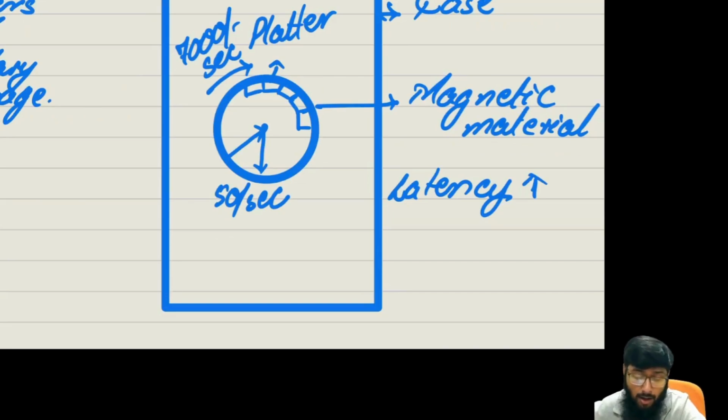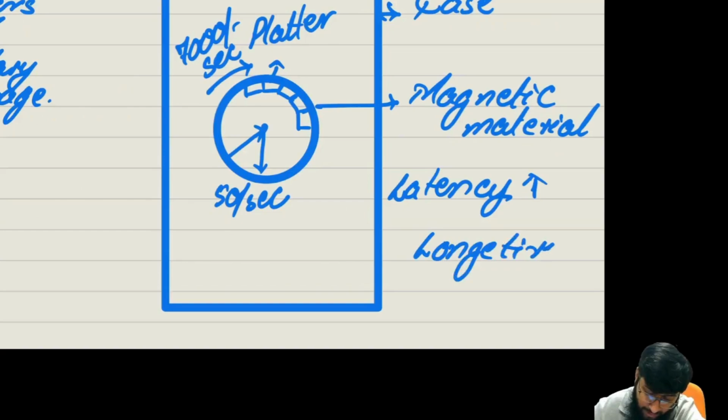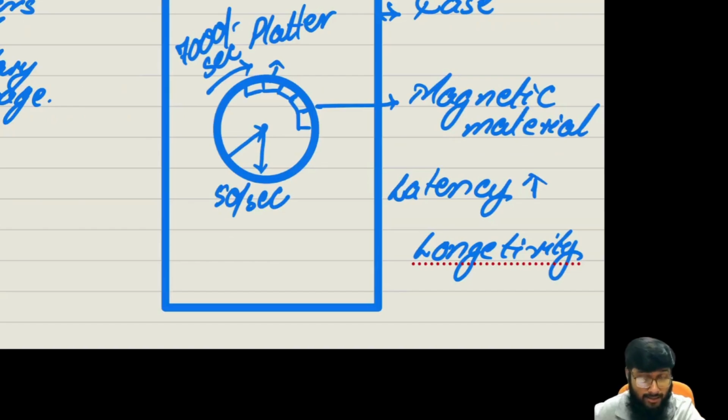That was solid state drives. Now the hard drive does have an issue with latency, but there is one more thing that is quite good in it, that is longevity. The longevity over here is quite good, or you may say it is excellent. There is no issue with the longevity when it comes to the hard disk drives.